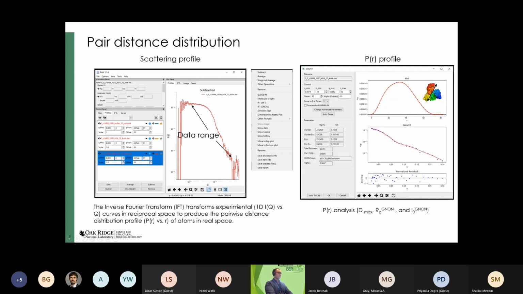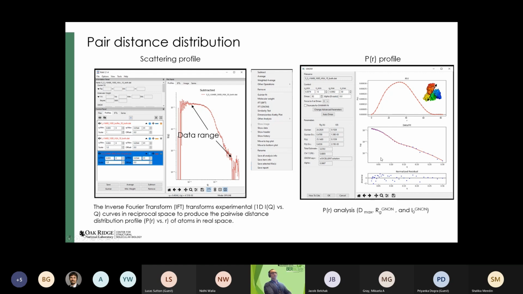And here it also gives us the conformation of our protein, how it looks: more globular, or more extended. What is the state of the conformation of the molecule from the scattering profile?